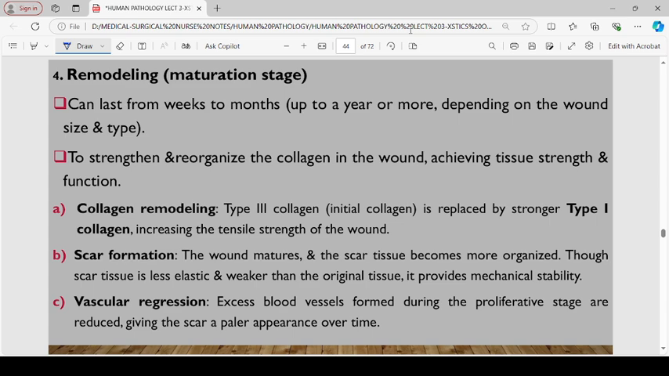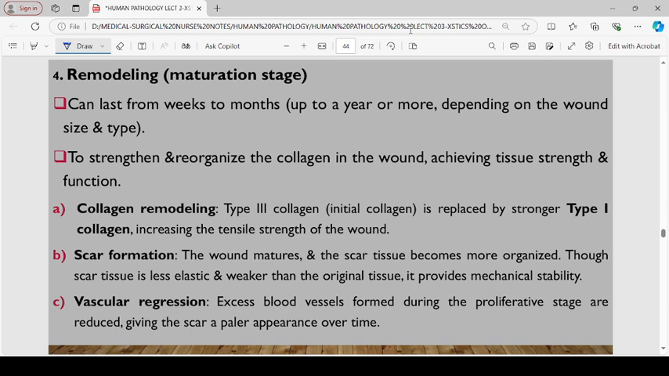Lastly, we have now the remodeling, which is the maturation, and this stage can last for weeks to months or even years depending on the wound size and type. The sole purpose of remodeling is to strengthen and reorganize the collagen in the wound, and achieve tissue strength and function. So we have collagen remodeling, where type 3 collagen, which is the initial collagen, is normally replaced by a stronger one, which is type 1 collagen, and this increases the tensile strength of the wound.